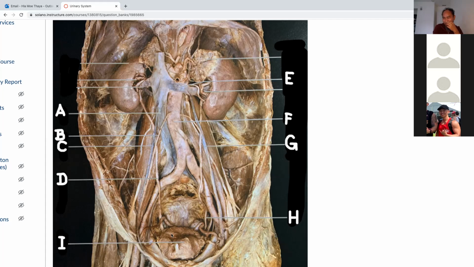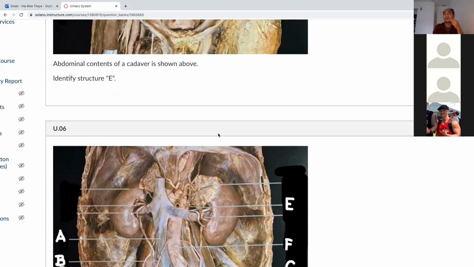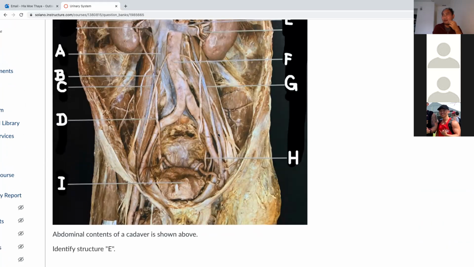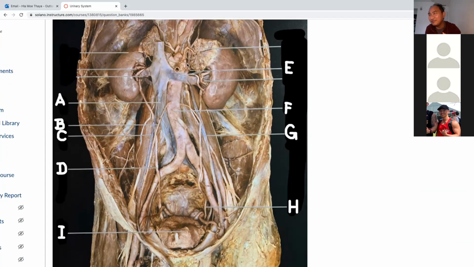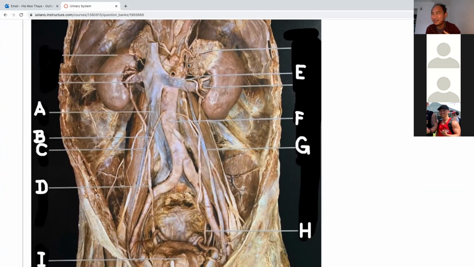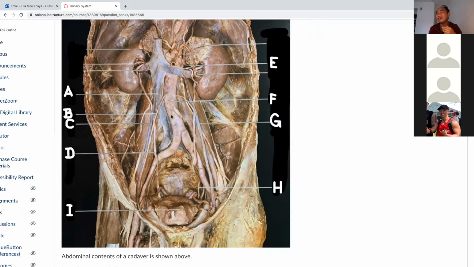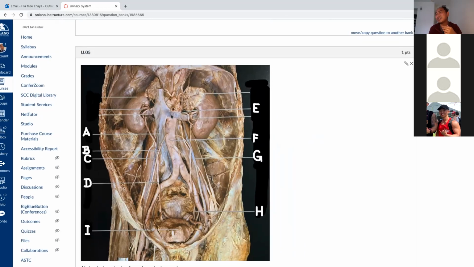Okay, perfect. And look at the ureter, the way it is going here. So this must be the urinary bladder. Where is the urinary bladder? It is at the very front. So it must be the urinary bladder. Okay, let's move on. Identify structure E. Oh my God, I can't even remember what structure E is. What do you think structure E is?